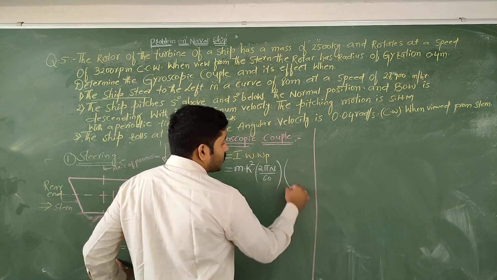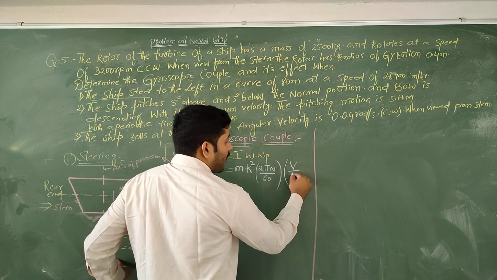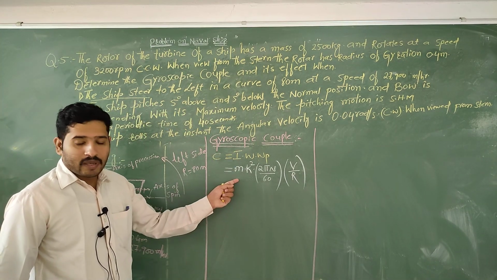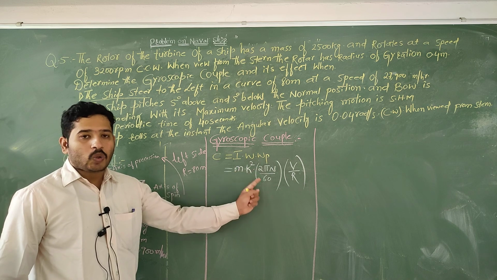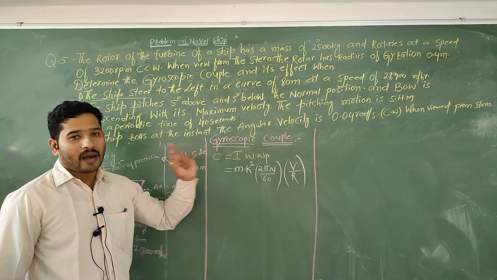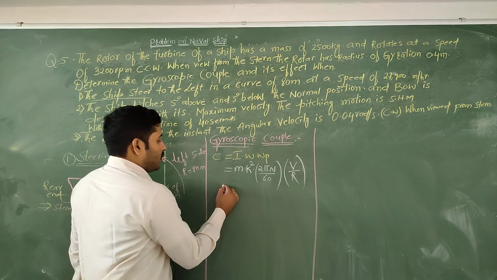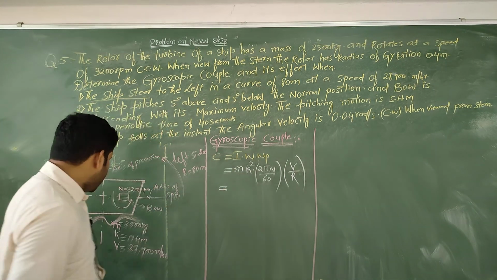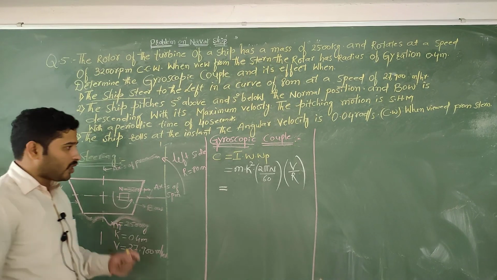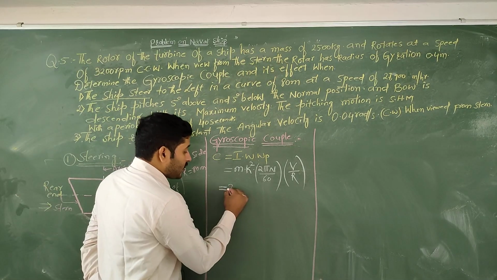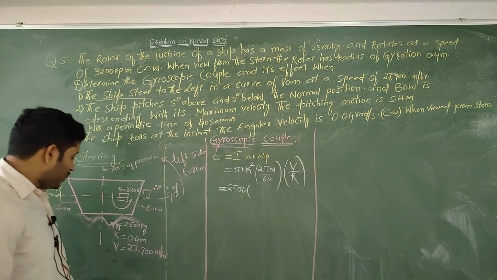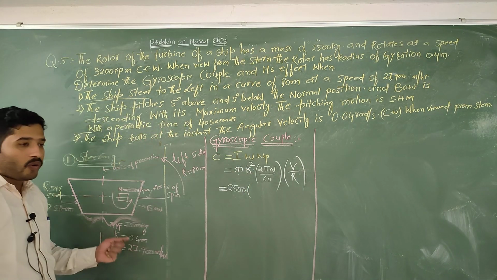Then we have to use the formula: C = I ω ωp, where I = m k square, ω = 2 π N by 60, and ωp = V by R. Okay dear? Then the mass is given as 2500 kg. The radius of gyration is given as 0.4 meter.